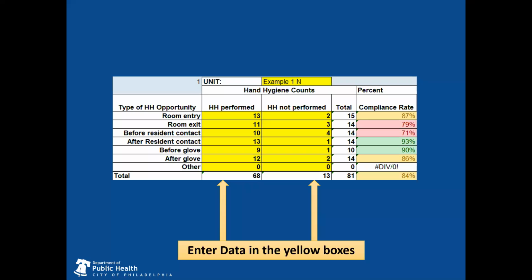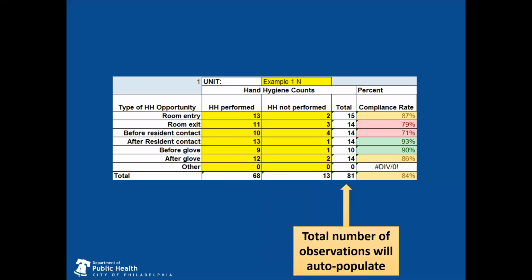And the yellow boxes denote that you should enter data in them. If it's yellow, it means feel free to enter data in them. If it's white, it has most likely been locked by us so that formulas can't be changed accidentally. So you'll enter data in the yellow boxes that you collect from those hand hygiene observation sheets. So for example, for Unit 1 North, which you can enter the unit name up here, there were 13 times that hand hygiene was performed and 2 times that it was not performed. The total number of observations will auto-populate, so you know that you made 15 observations based on room entry.